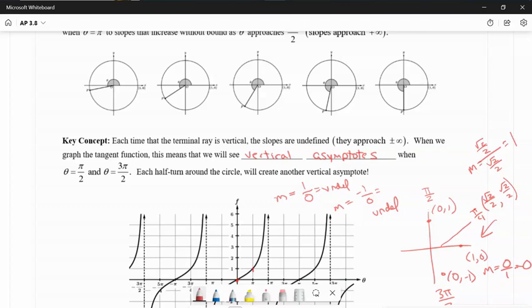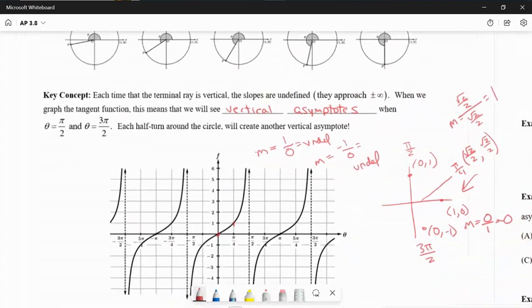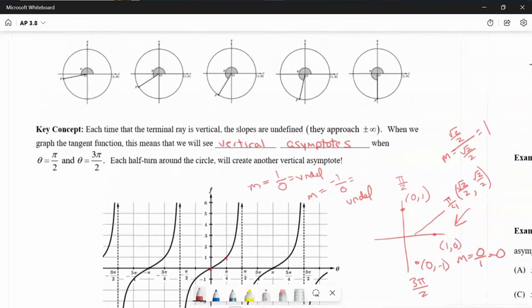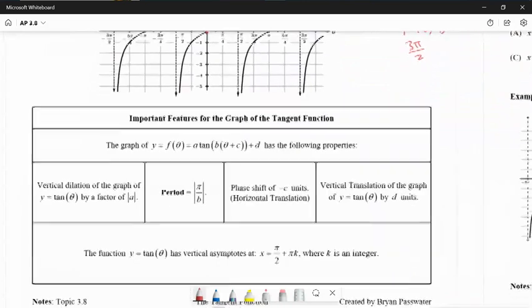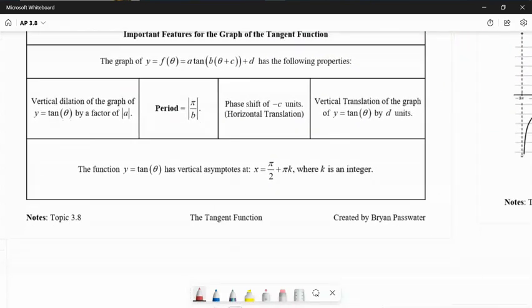And then each half turn around the circle will create another vertical asymptote. And so, each half turn, we can do that to infinity, right? We can just keep on going, and our graph would just keep on going as well. So when we talk about that, where is it? It's down at the bottom here. I'm just going to jump there.